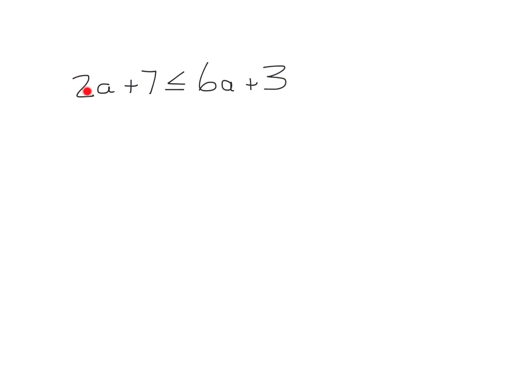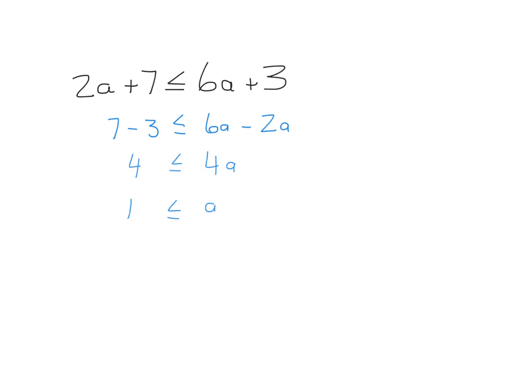Okay, well this time round I'm actually going to move my 2a from the left hand side to the right hand side, and the reason I'm doing that is I have a greater value on my right hand side than I do on my left hand side. So I'm going to leave my 7 on this side, subtract 3 is less than or equal to, and I'm going to have 6a take away 2a. Right, well 7 take away 3 gives me 4 is less than or equal to, what is 6a take away 2a gives me 4a. Therefore 1 is less than or equal to a.